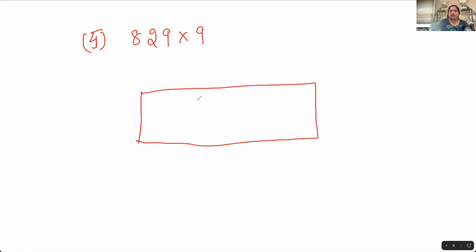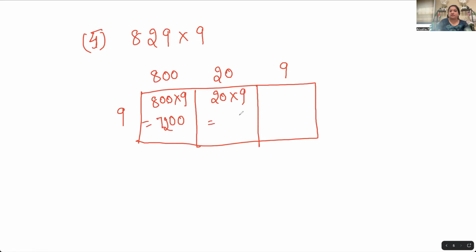The last example, fourth example, 829 times 9. Sorry, this is the fifth example. 829 is 800 plus 20 plus 9, and you're multiplying it by 9. 800 times 9. 9 times 0 is 0. 9 times 0 is 0. 9 times 8 is 72. 20 times 9. 9 times 0 is 0. 9 times 2 is 18. 9 times 9 is 81.